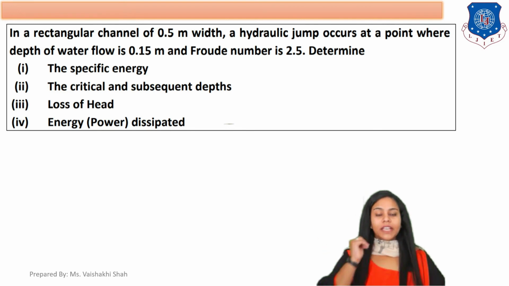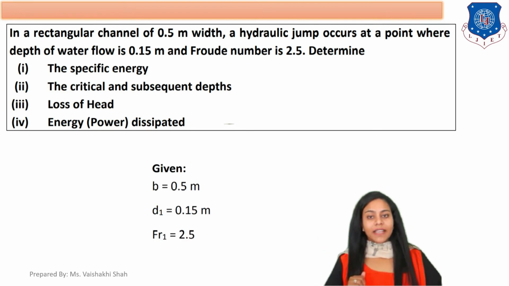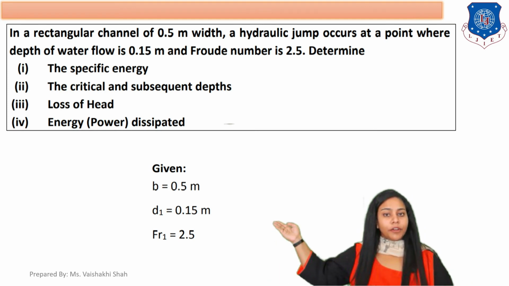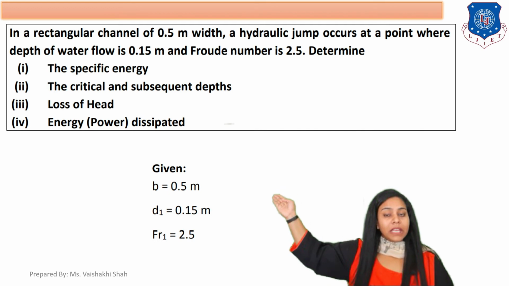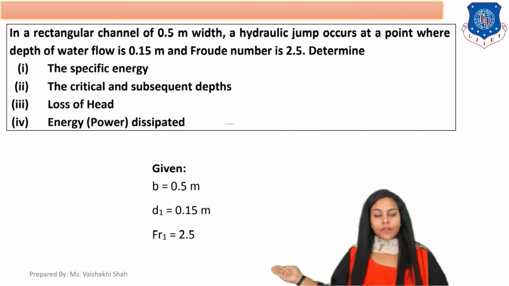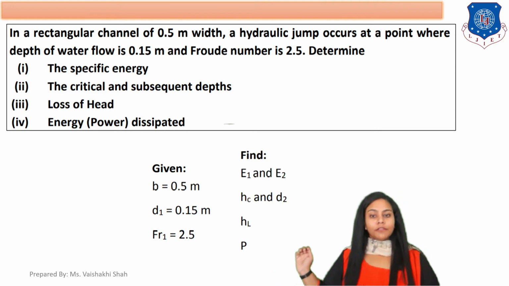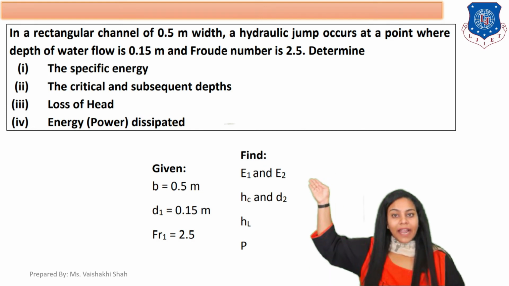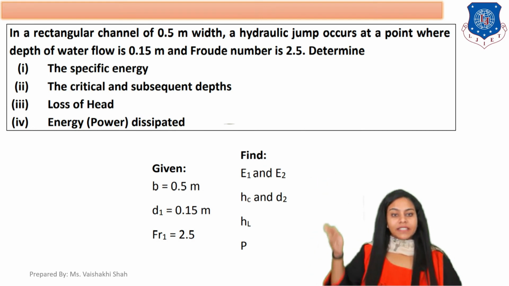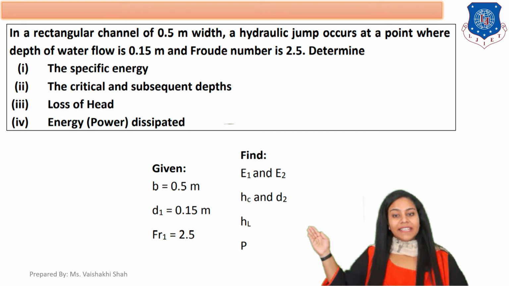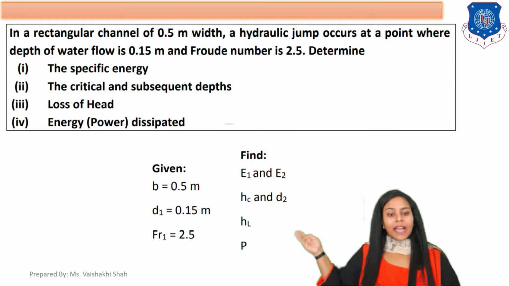Okay. So first of all, in this data, a rectangular channel is given, the width B of the channel is 0.5 meter, the Froude number is 2.5, and the depth of water D1 is 0.15 meter. Here a hydraulic jump occurs. So let us start the example. Now we have to find first the specific energies E1 and E2, at section 1 and section 2. Again, we have to find hc, which is the critical depth, and D2, which is the subsequent depth.